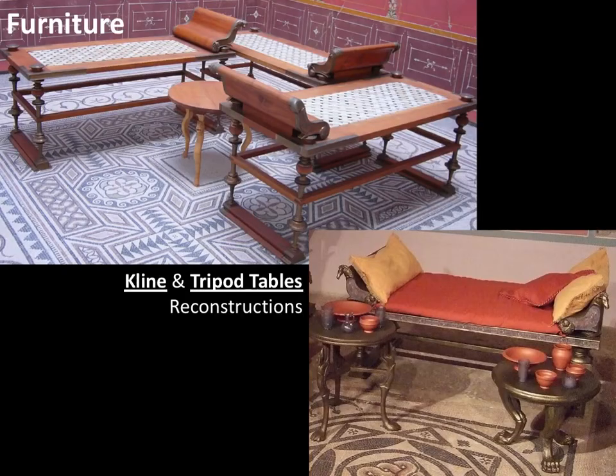Let's take a look at furniture. Here we have some reconstructions of ancient Roman klinai and tripod tables. Like I said, based on Greek prototypes. Look familiar, don't they? And also, that's a great view of this floor that is a mosaic floor made of little tiny pieces of stone, and a fresco on the wall too. Wow.